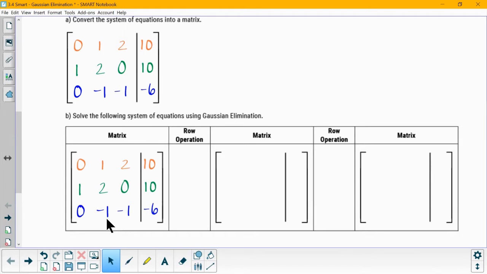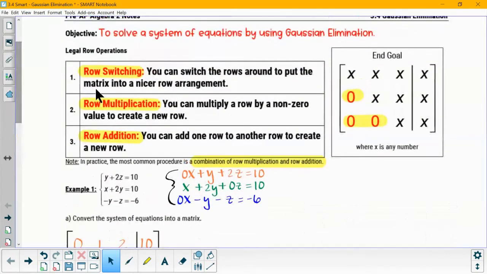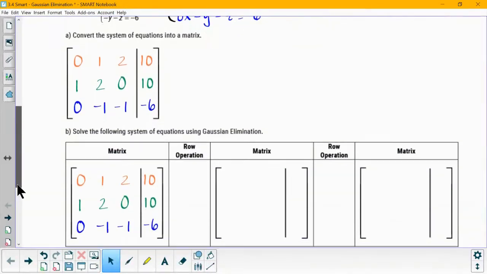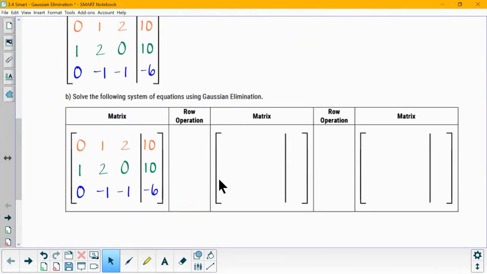What I notice is I have a 0 in my first row. I can move this because if I go back, one of my legal operations is row switching. So I'm going to go ahead and switch up the order of these rows first so I don't have to do too much work. I'm going to make row 1 become row 2. So row 1 is going to become row 2. And then row 2 is going to become row 1. And I'm just going to leave row 3 alone.